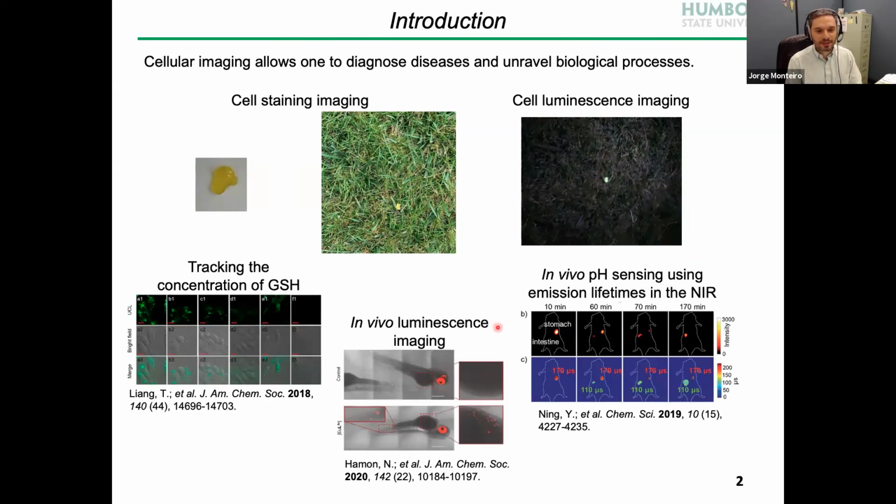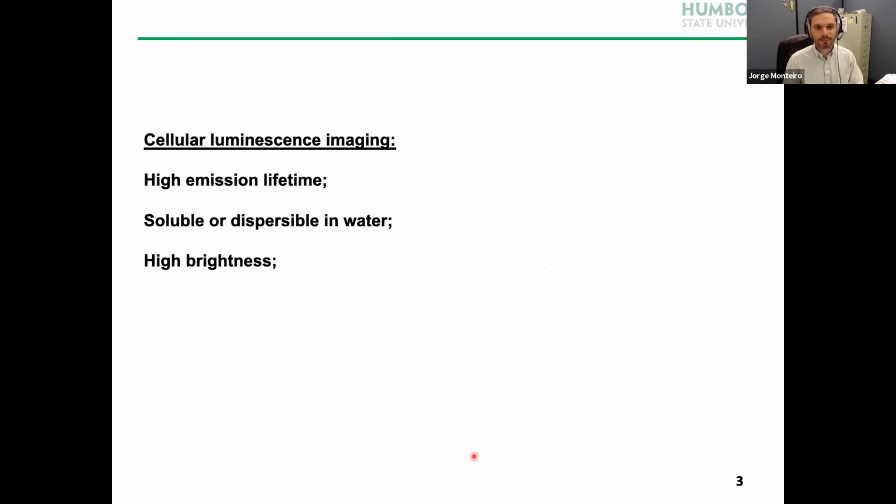With cell luminescence imaging, we can track, for example, the concentration of GSH in the cell as a function of time. We can use it for in vivo luminescence imaging and even pH sensing in vivo using emission lifetimes in the NIR range. Okay, so a very versatile technique. And we are going to try to connect imaging with a second property. So what does a compound need to be used in cellular luminescence imaging?